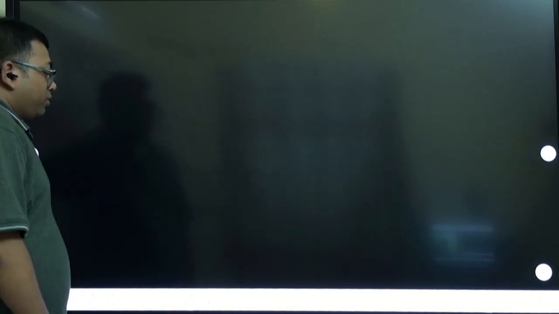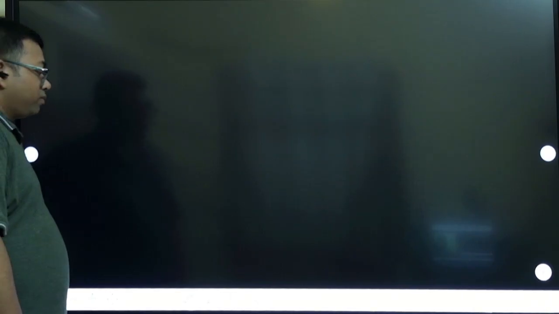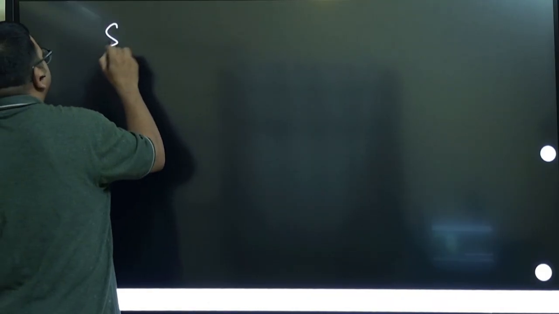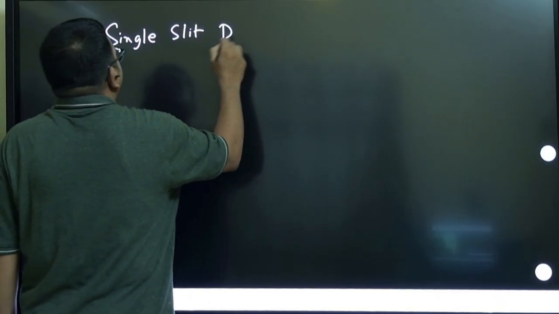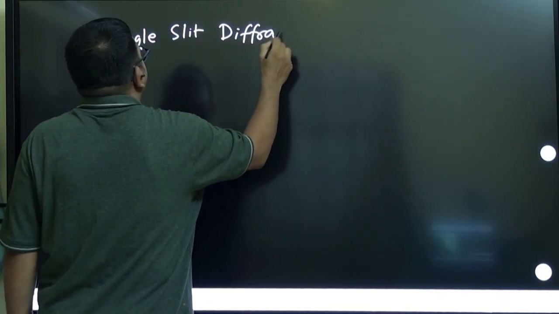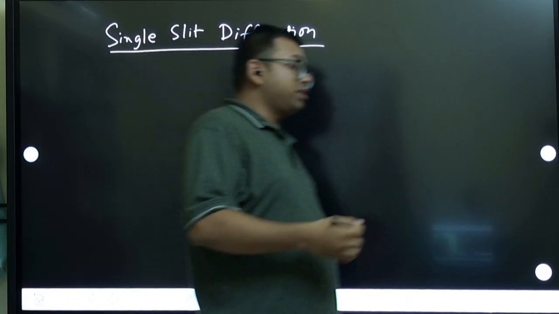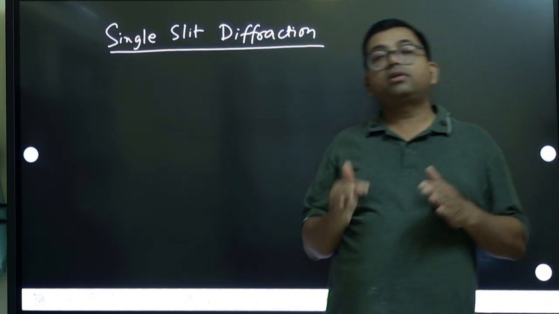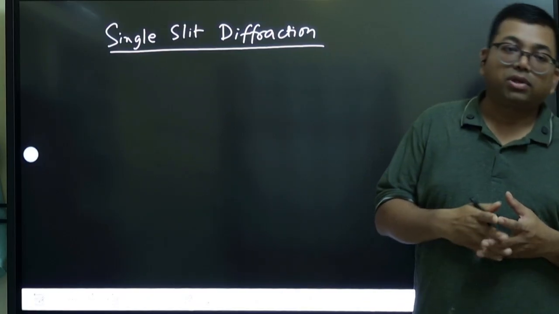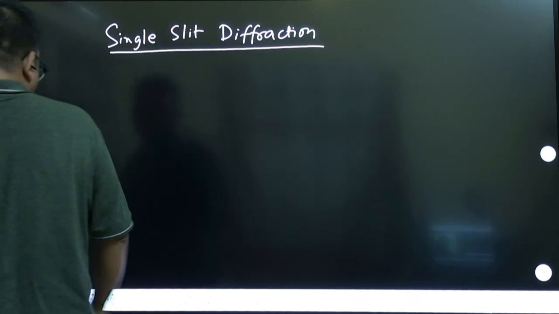Now we are going into the next topic of diffraction. Let us go to single slit diffraction. There are Fresnel diffraction and Fraunhofer diffraction. The single slit diffraction that we are discussing is Fraunhofer diffraction. Okay, not Fresnel. Fresnel is different. That is not in syllabus.